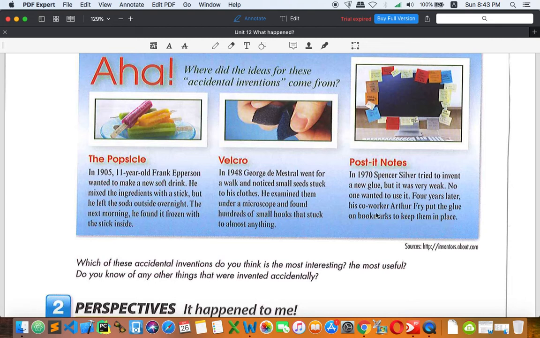Years later, his co-worker Arthur Fry put the glue on bookmarks to keep them in place. And finally, as you can see right here, it became popular at that time. So that is something amazing, something incidental or accidental, that happened in this real world.